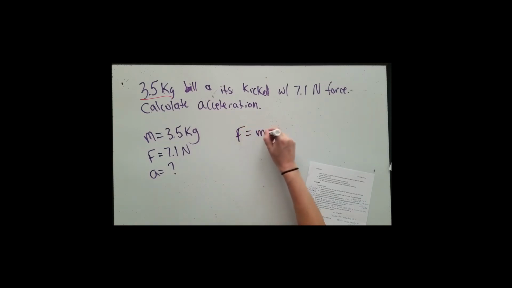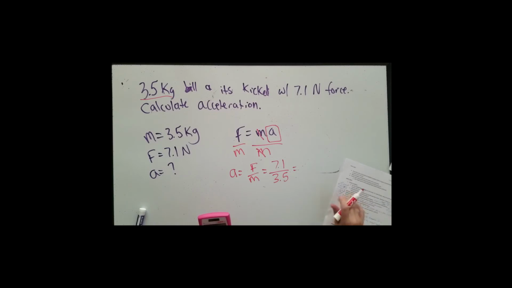So F is equal to ma is our linear force equation. And in this case, we're solving for A. So we do have to rearrange. So I want A by itself. So I'm going to divide both sides by m. I get acceleration is equal to force divided by mass. So I can plug in my values, 7.1 going on the top and my 3.5 going on the bottom. And I get 2 sig figs, so 2.0. Remember, acceleration is meters per second squared. So that's the acceleration of that ball given that amount of force.